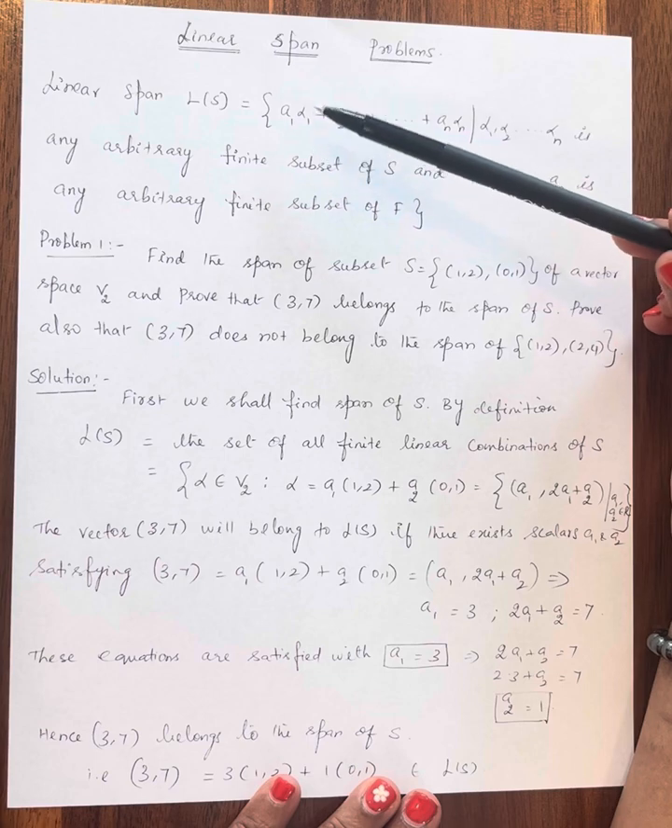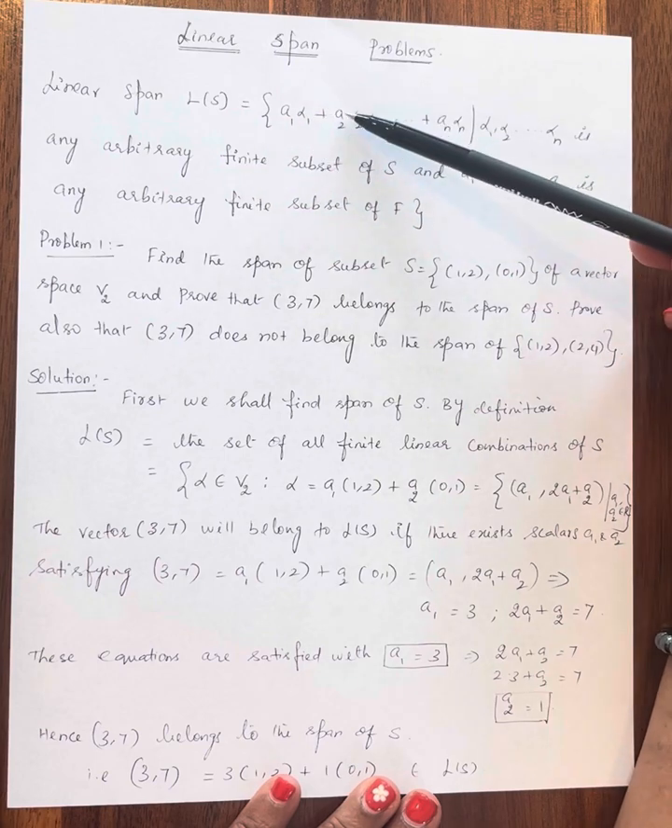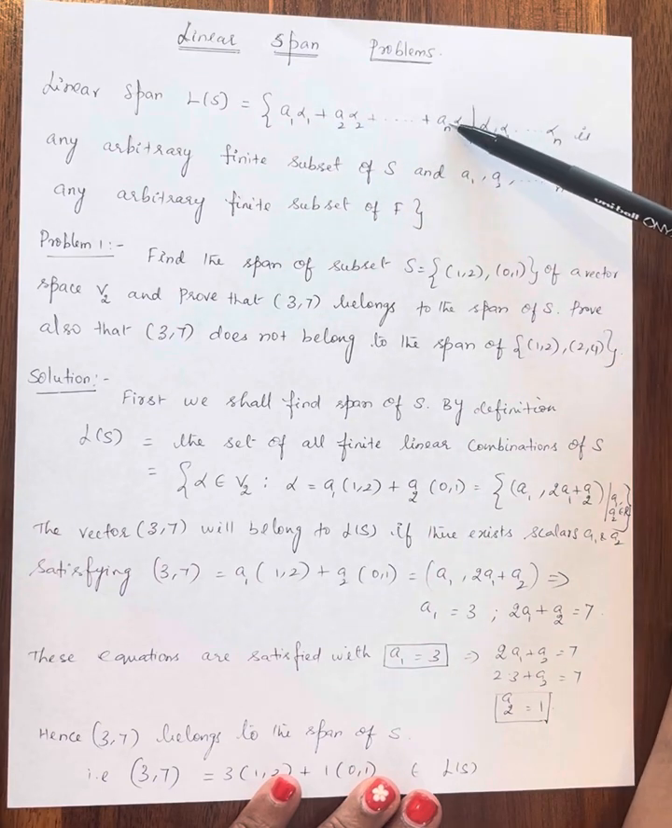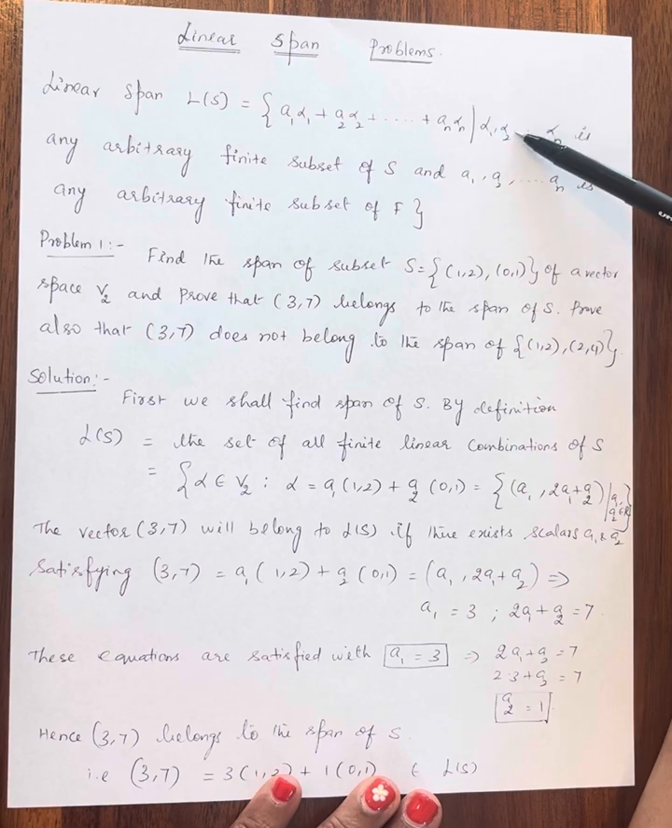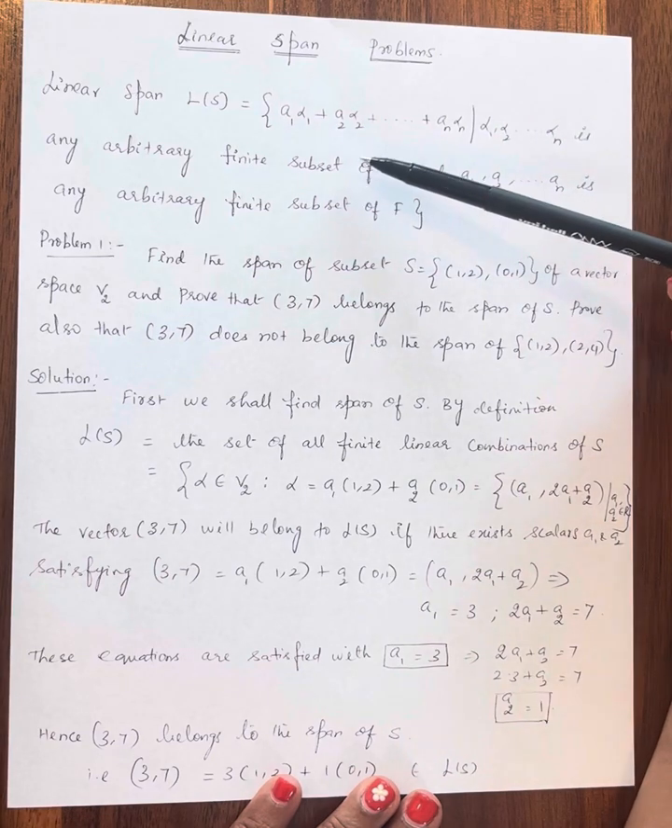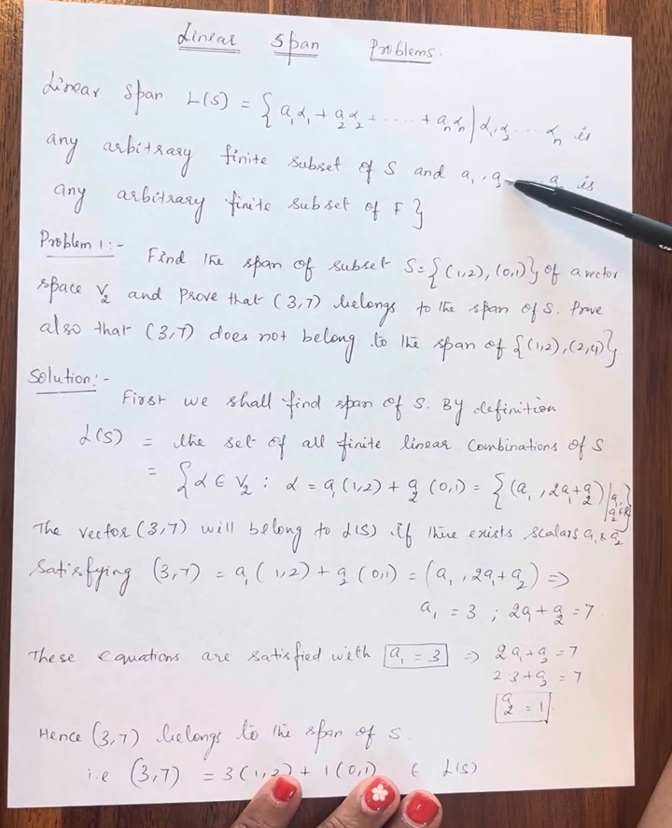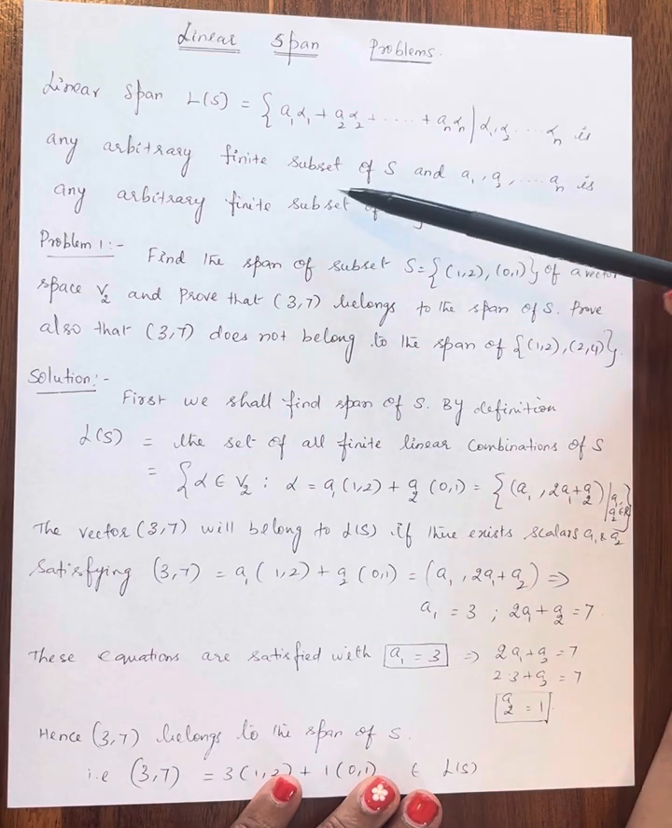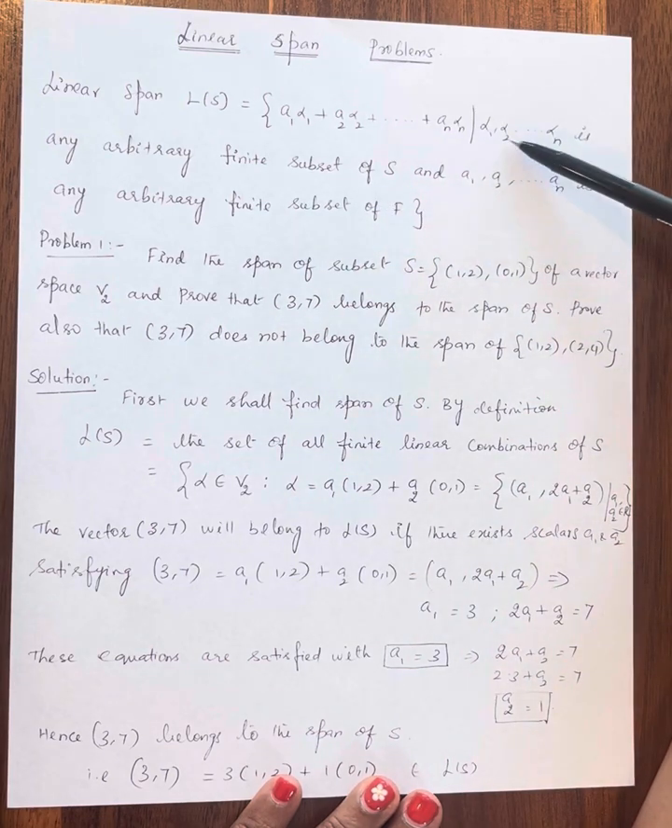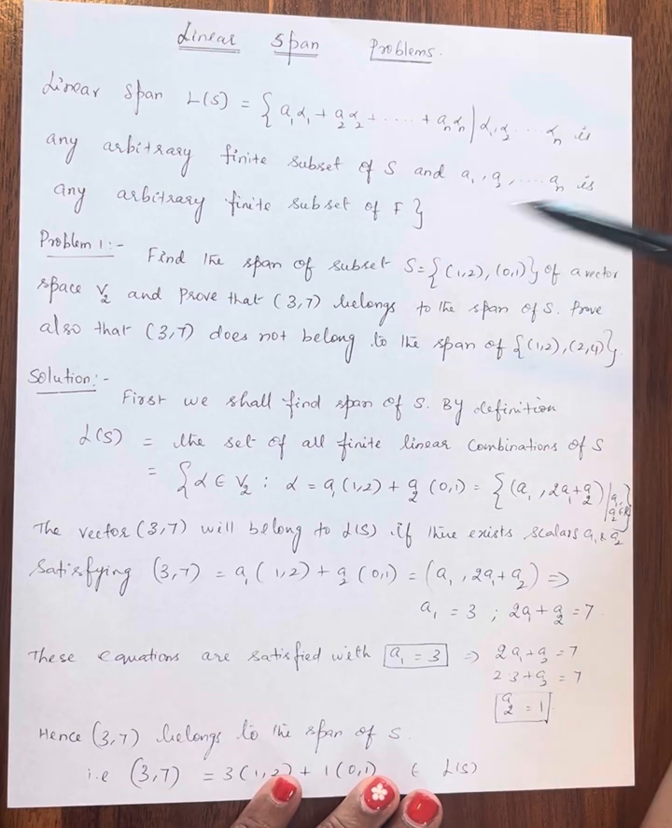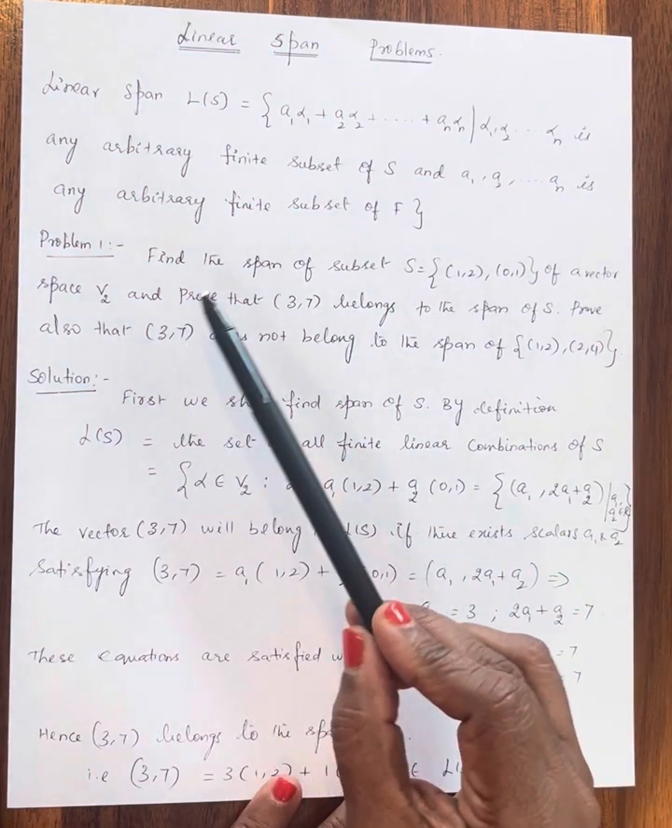Linear span L of S is equal to a1 alpha 1 plus a2 alpha 2 etc. plus an alpha n, where alpha 1, alpha 2, alpha n is going to be a finite subset of S, and a1, a2, an is an arbitrary finite subset of F. That means all these are vectors and a1, a2 etc. are going to be the scalars in F. Now let us get into the problems.